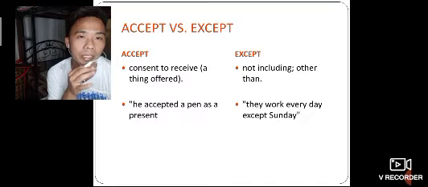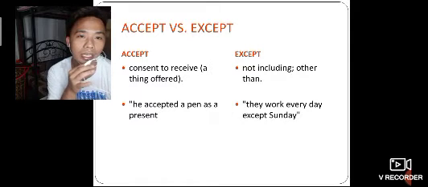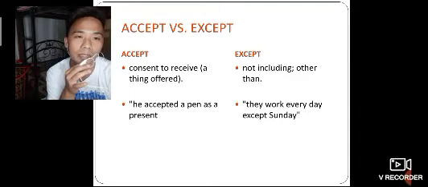Accept versus except. Accept: consent to receive a thing offered. For example, he accepted a pen as a present. Except: not including, other than. Example: they work every day except Sunday.